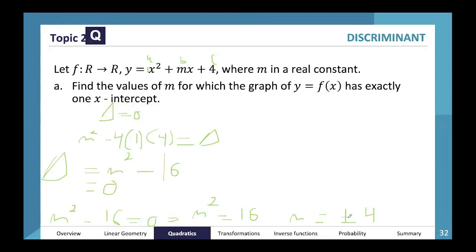One thing that hints that we'll need multiple solutions for m is that it says find the values, plural, of m for which the graph y equals f of x has exactly one x-intercept. So m can equal 4 or m can equal -4. Also, I did skip a step here. How did I go from here to here? All I did was take a square root. So m is equal to plus or minus the square root of 16.